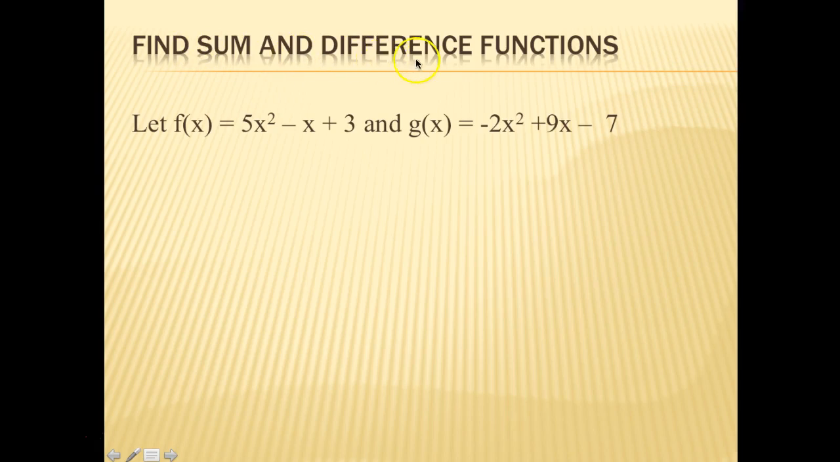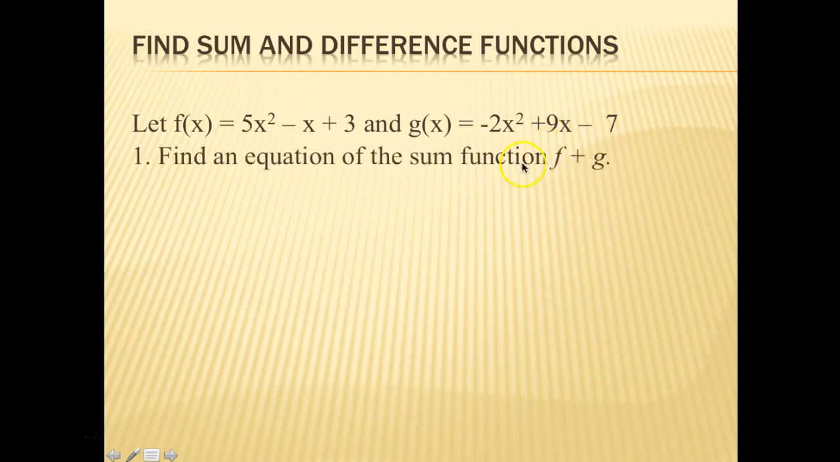Now to find the sum and difference of a function. This is absolutely no different from adding or subtracting polynomials, because we're looking at this expression and this expression. For example, if it says to find the sum of those two functions, I take this expression and add it to this expression. And this is just what we did earlier in this lesson.